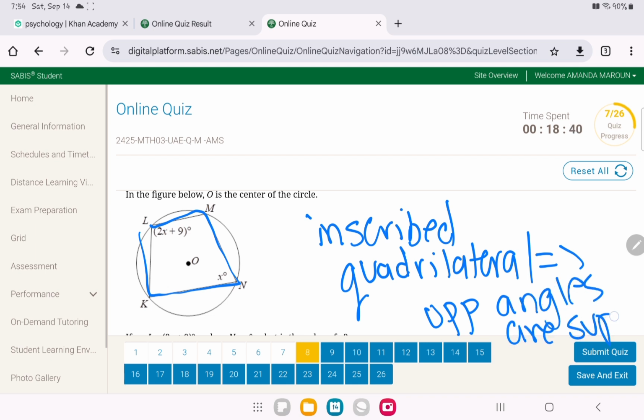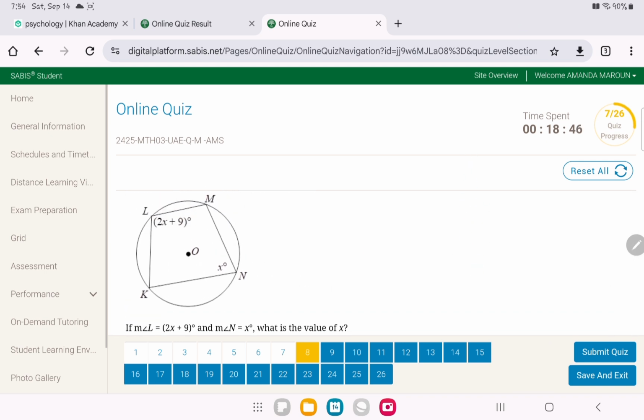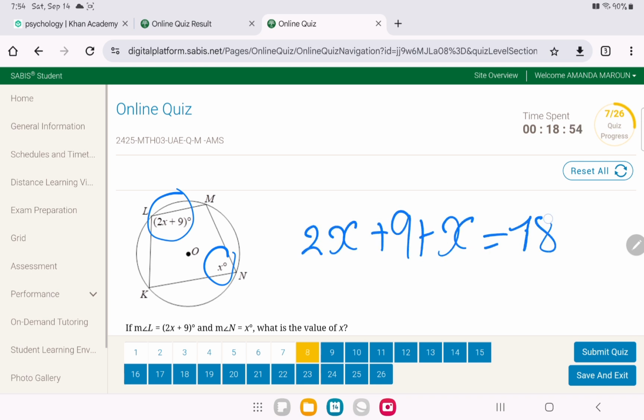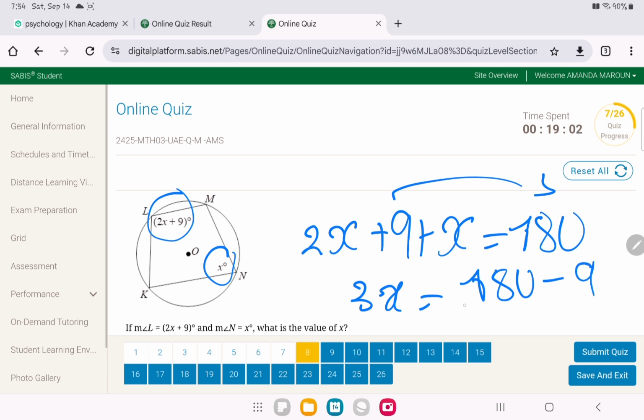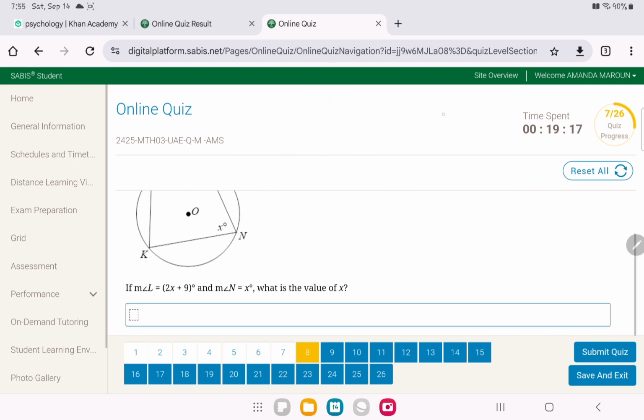are supplementary. So if they need us to find the value of x, and we have 2x plus 9 is opposite to x, we can do 2x plus 9 plus x is equal to 180. So then 3x is equal to 180 minus 9. 3x is equal to 171. 171 divided by 3, here we have 57. So the value of x is 57.